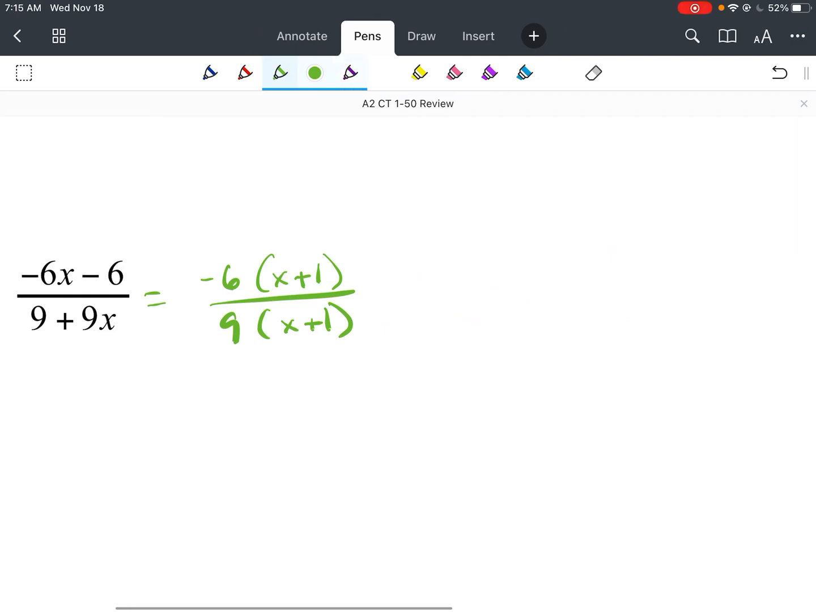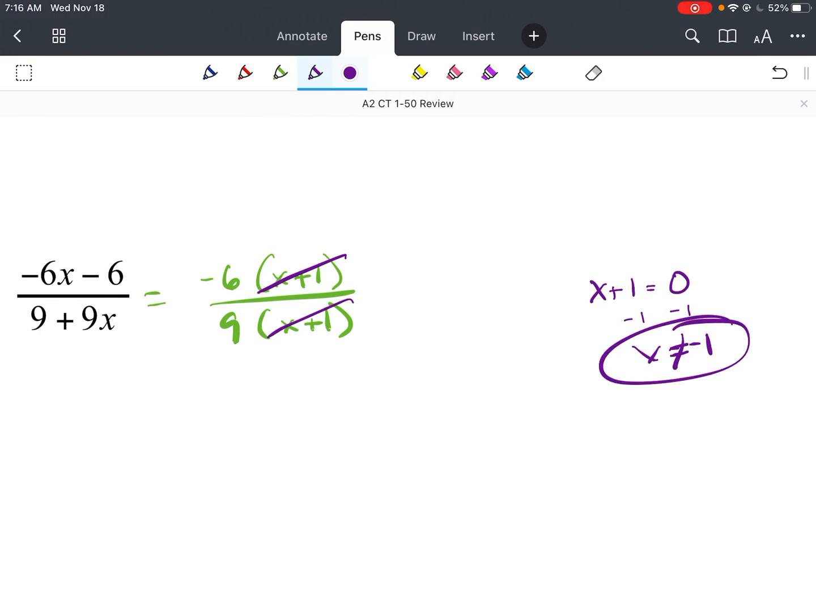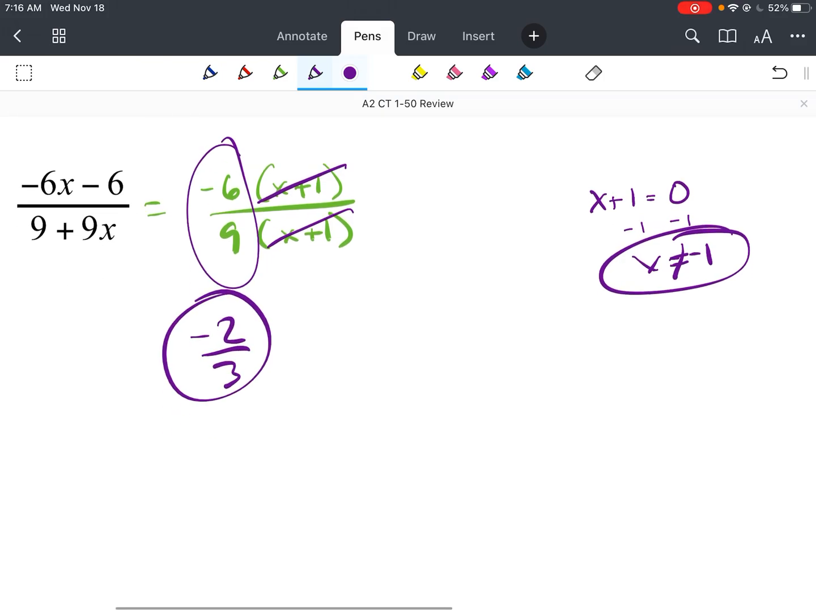Now, before you go too much further, before you cancel these out, which you're about to do, just set the bottom equal to 0. Pretend it's 0, and that would be minus 1, so x equals negative 1. So x is not allowed to equal negative 1. So just keep that in mind. That's your excluded value. And then just reduce this fraction. This would be negative 2/3. Done.